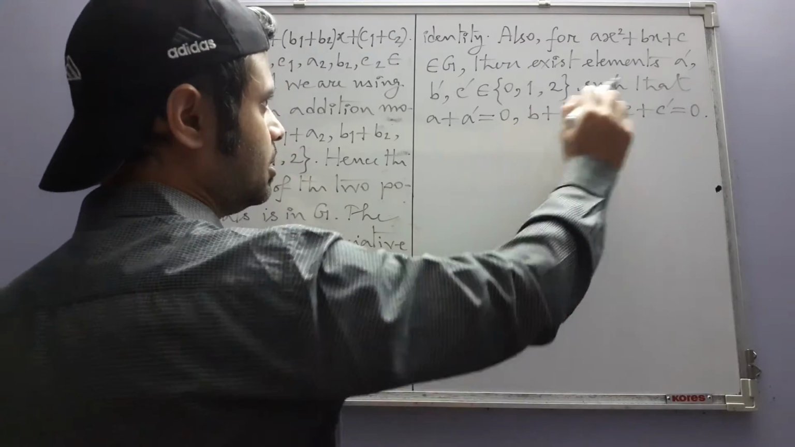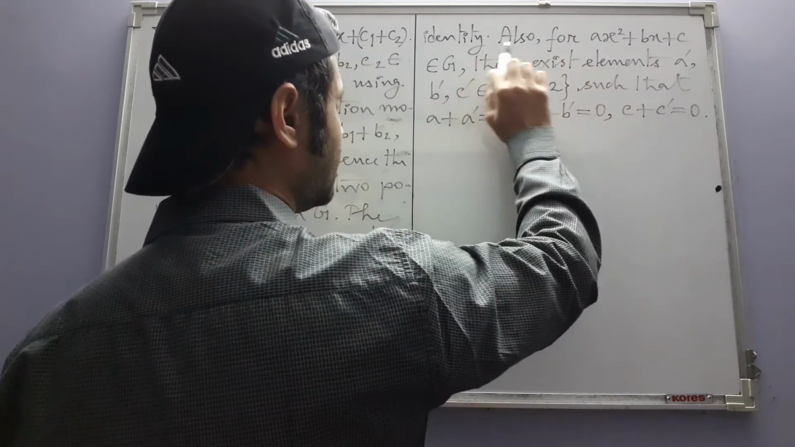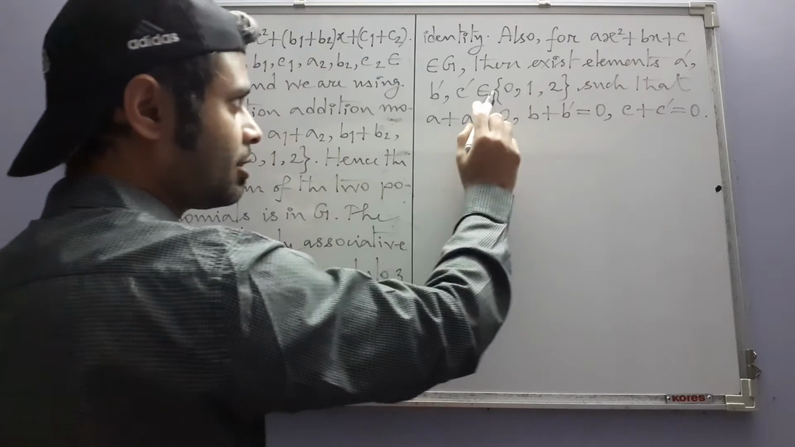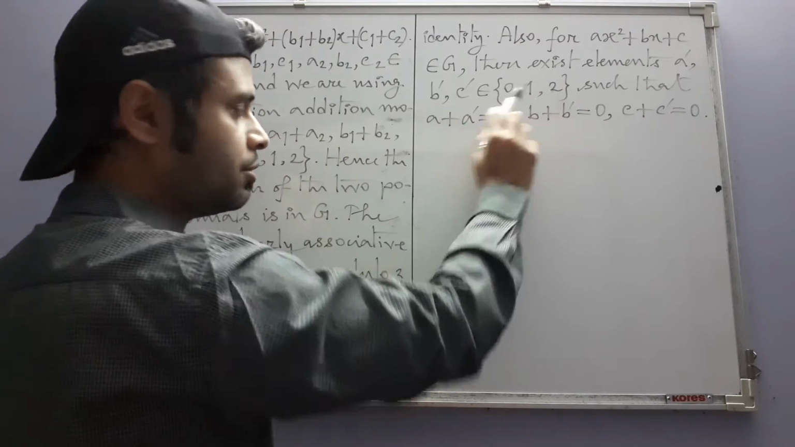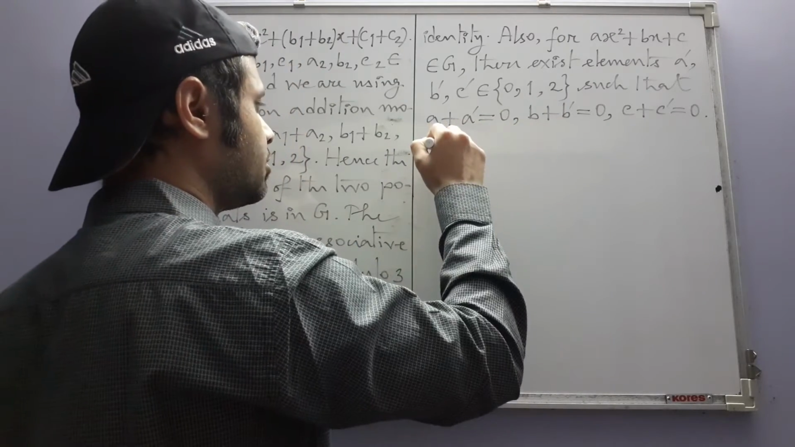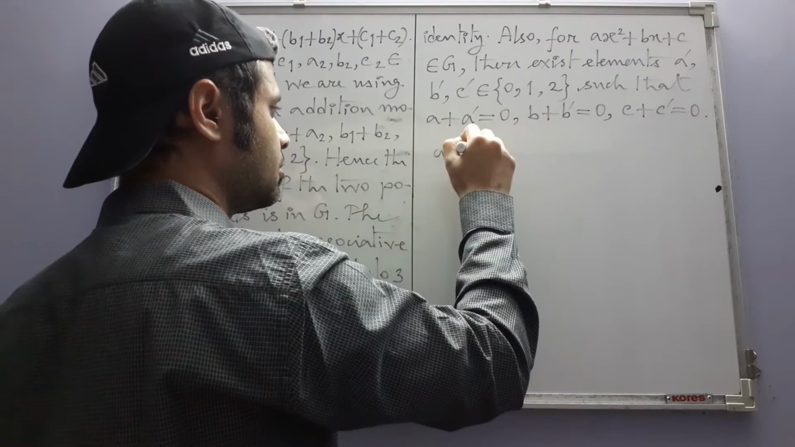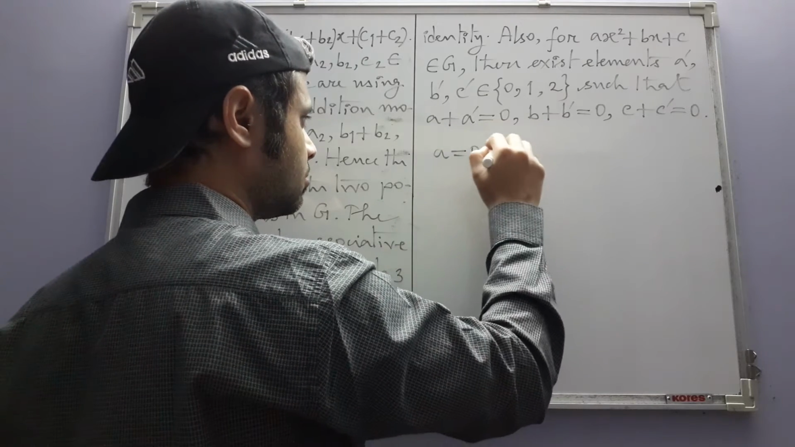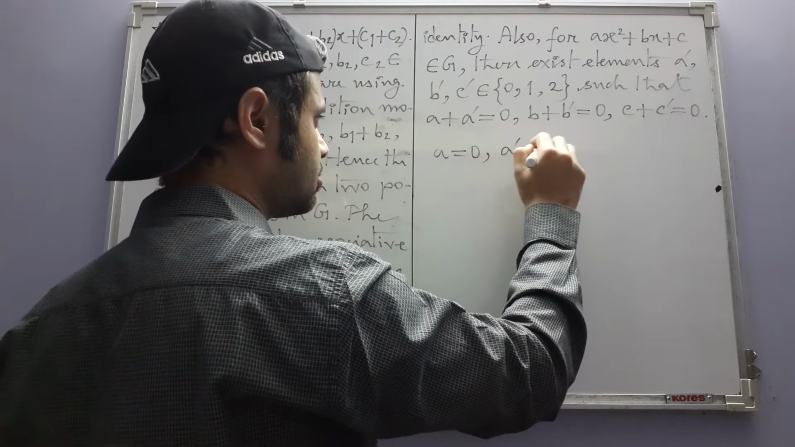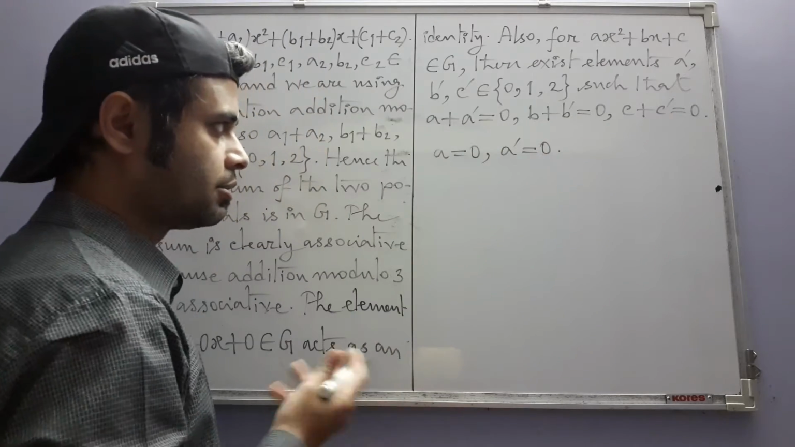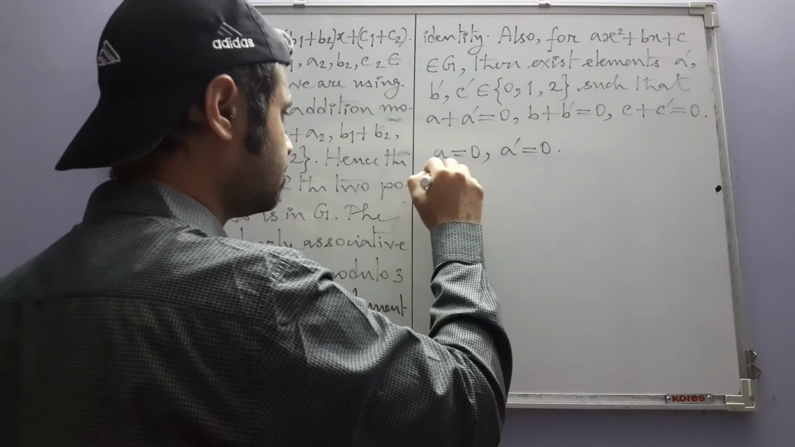For example, whatever this A, B and C are, after all they are coming from this set. So if for example your A is 0, then A prime is also 0. So that 0 plus 0 is 0.